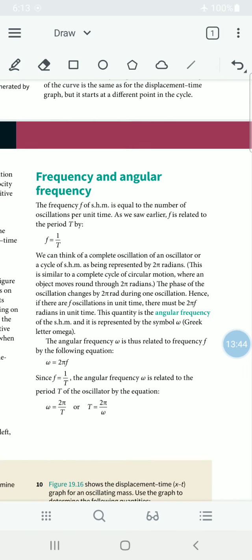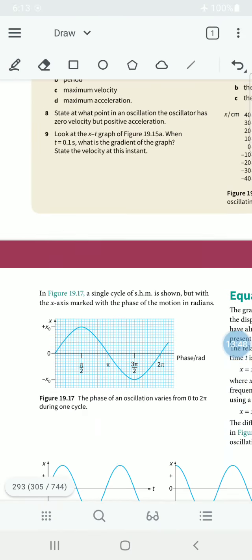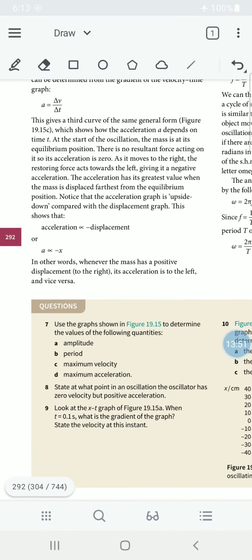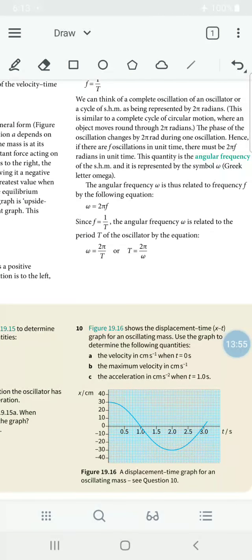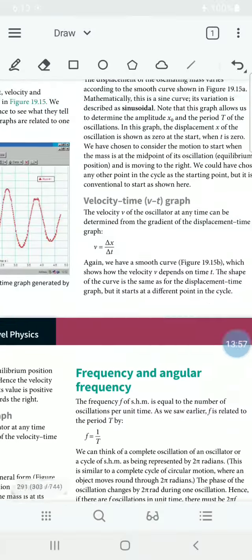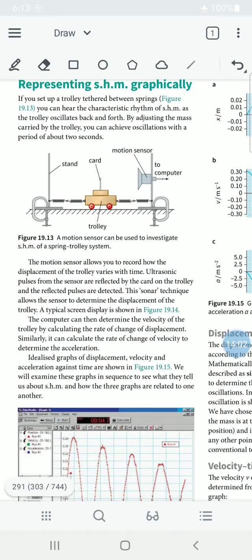right? Then we will discuss this part as well before we move on to frequency. We will write the note and then come back to it. Write down the note. Representing SHM graphically.